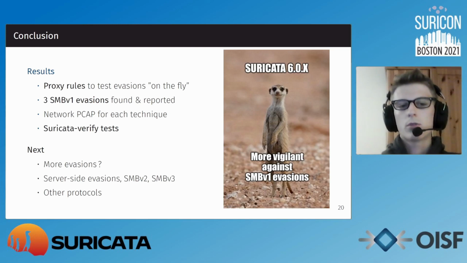And what could we do next? For example, it could be to test more evasions on SMBv1, of course, but also to test server-side evasion or evasion in SMBv2 or v3, and also test other protocols, but with the same techniques.